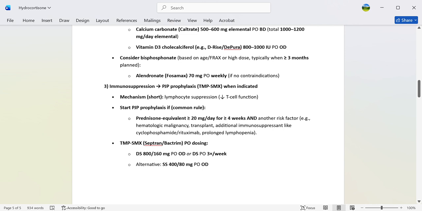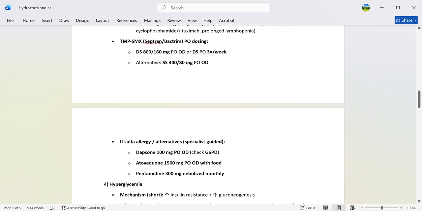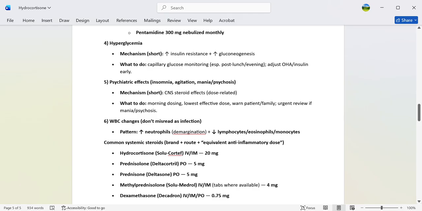So in these conditions also we do prescribe PJP prophylaxis for the patients who are on steroids. Now another thing is hyperglycemia. Steroids, as we already mentioned, have glucocorticoid activity, and it increases the glucose in your blood. So if your patient is on any steroid and glycemic control is poor, you should also consider that steroids do contribute toward derangement of the glycemic control.